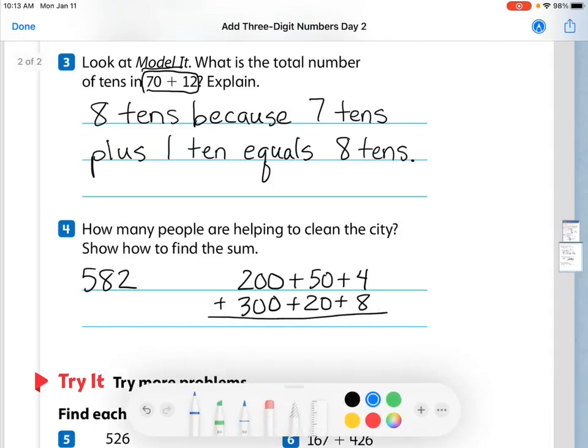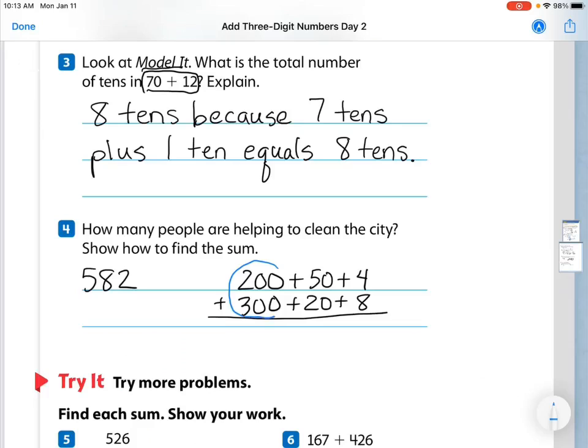Okay, we're going to add our hundreds. 200 plus 300 gets us 500, plus 50 plus 20, remember, is 70, and 4 plus 8 equals 12. Okay, and when I add 500 plus 70 plus 12, which is the same as one more 10, right? And I'm going to add that to the 70. 70 plus 10 is 80, isn't it? So 582. All right.